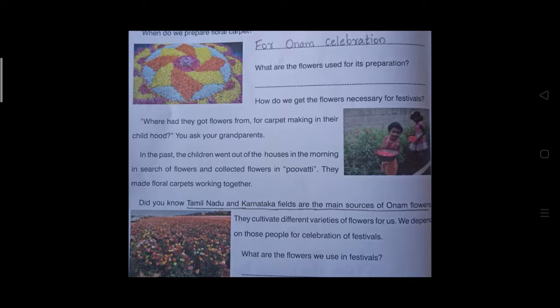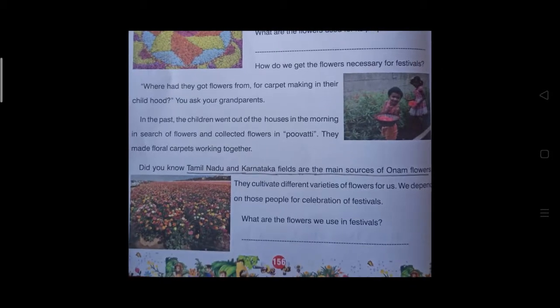Did you know that Tamil Nadu and Karnataka fields are the main source of Onam flowers? They cultivate different varieties of flowers for us. We depend on those people for the celebration of festivals. Our harvesting festival is Onam, one of the important festivals. So we are depending on other states for getting the flowers. What are the flowers we use in festivals? You can mention them here.